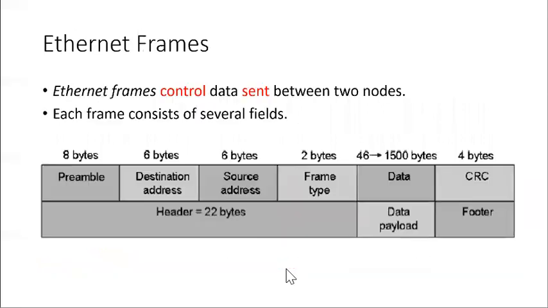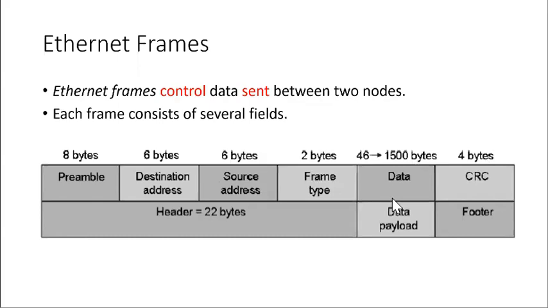Now the next one is the frame. When data is transferred in the Ethernet, it's called an Ethernet frame. Let us see what information is included in this packet, also known as a frame. The Ethernet frame controls data sent between two nodes. Each frame consists of several fields. The first component is the header, the last one is the footer, and in between is the actual data.